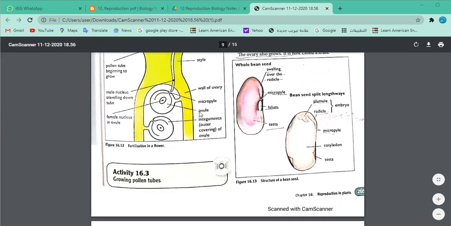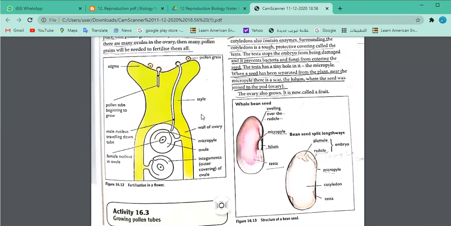I have shown the figure here. It's a tiny hole or gap which leads you to the ovule. This is a tiny gap or hole in the ovule, and its function is? So that the nucleus could be transferred to the nucleus of the ovule. Oh, you got it? So you can see here.